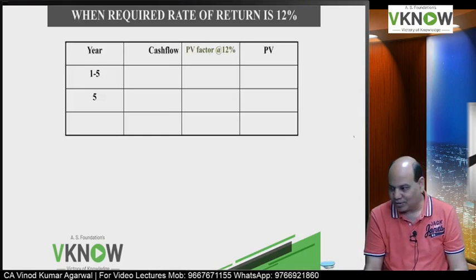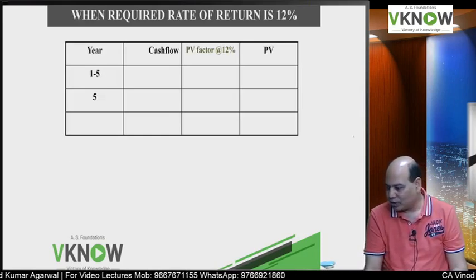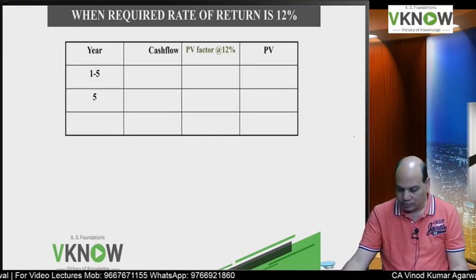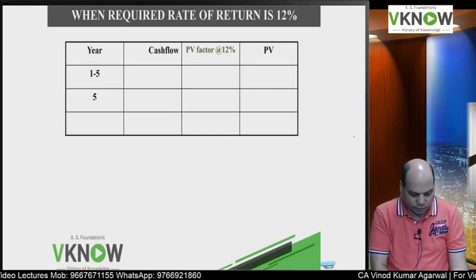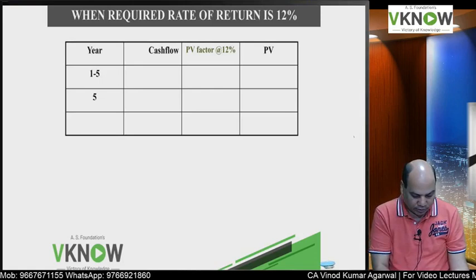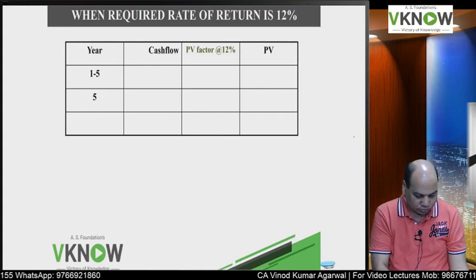Write down case 1. Case 1, when required rate of return is 12%. So first you draw this format: year, cash flow, present value factor at 12%, and then present value.